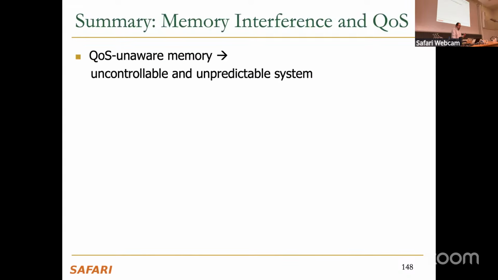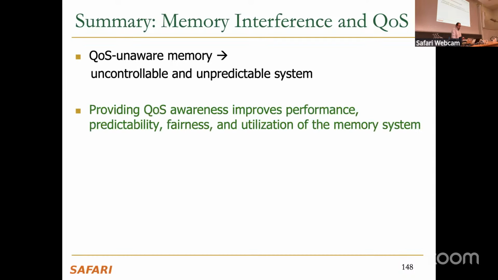So if the memory is not aware of quality of service, then we have an uncontrollable and unpredictable system, which is very bad. So remember that providing quality of service is one of the key requirements in our system, which is very important for improving performance, predictability, fairness, and utilization of the memory system.